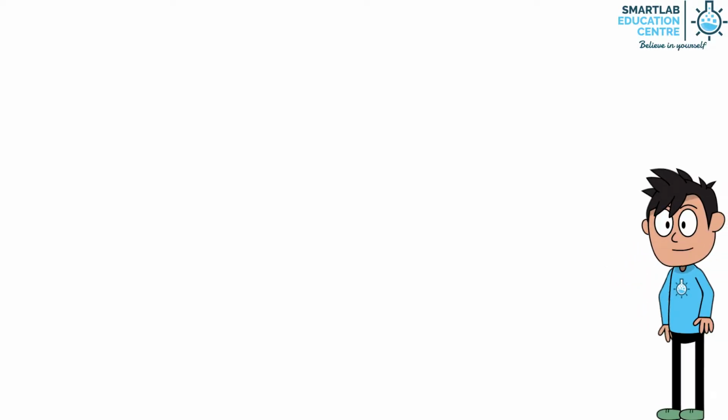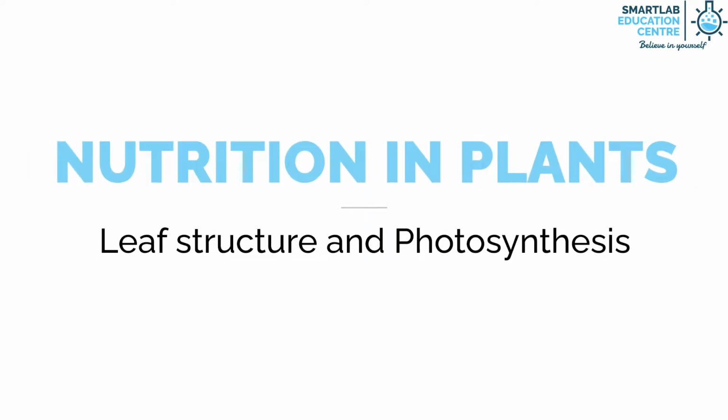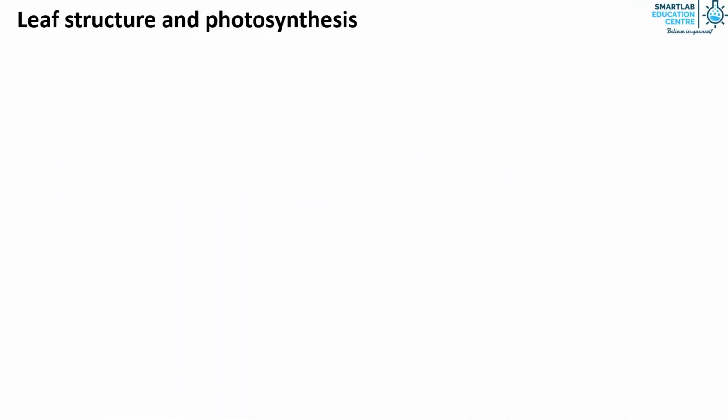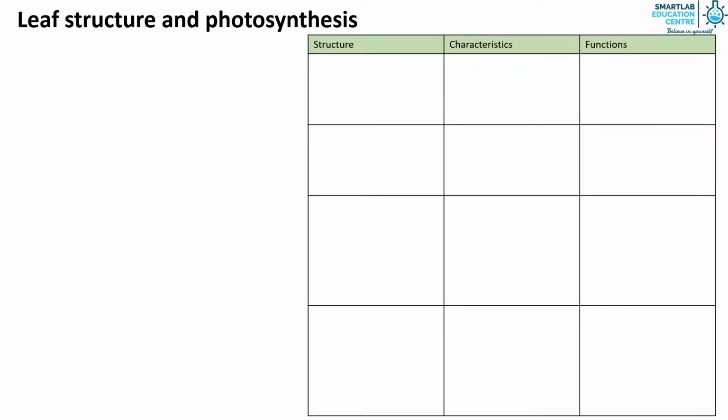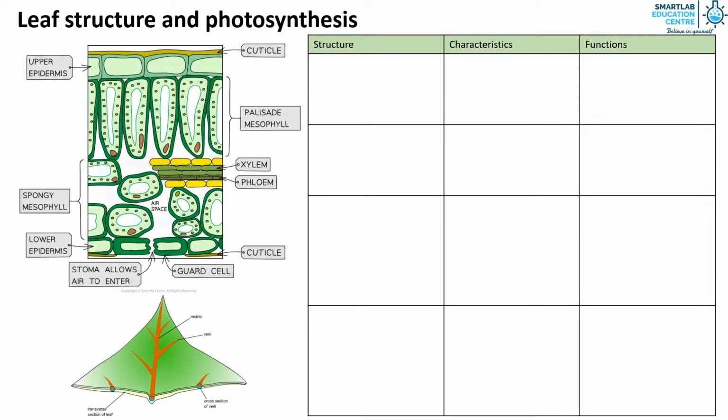Welcome back everyone. Today we learn about leaf structure and photosynthesis. First, let's explore the structures and cells that are found in a leaf in greater detail. This is the transverse section of the leaf, and under a light microscope these are the various structures one can observe.